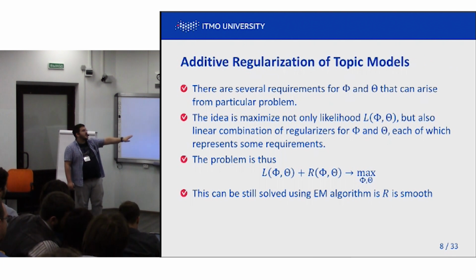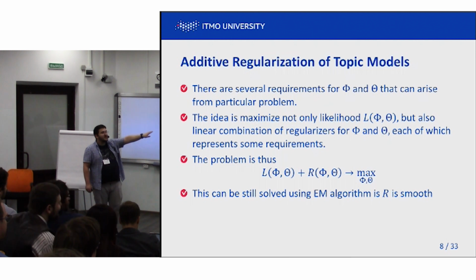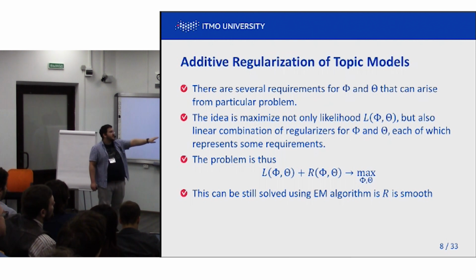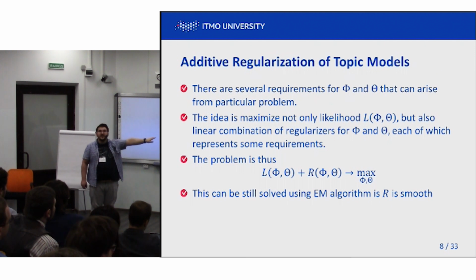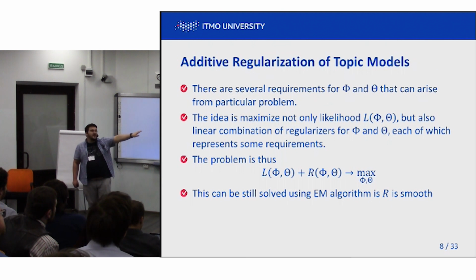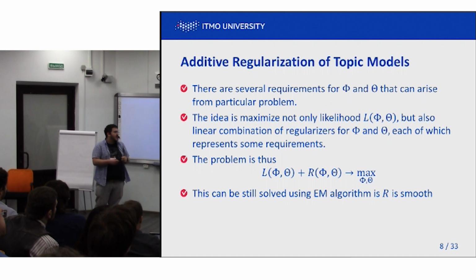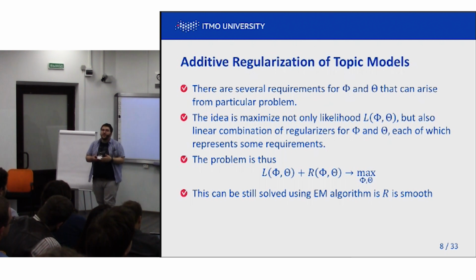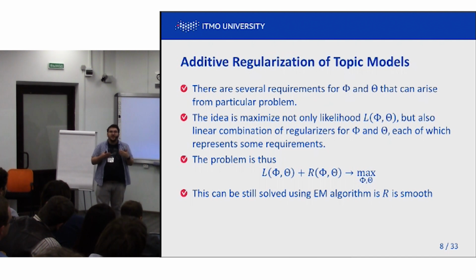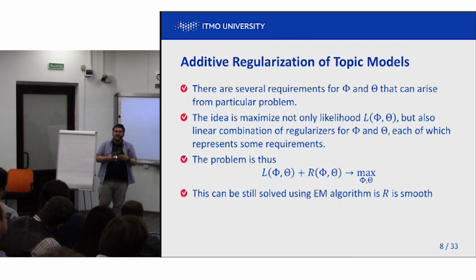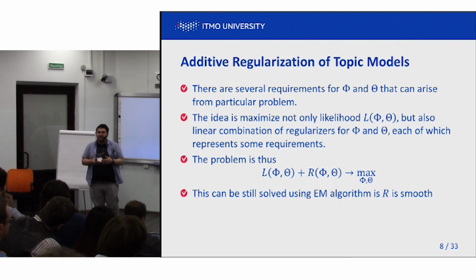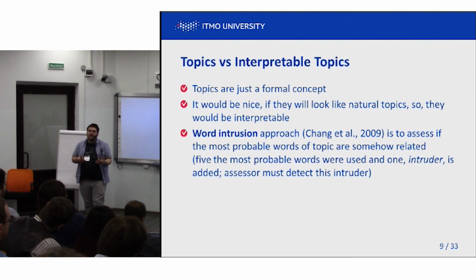So instead of only optimizing the likelihood of observing phi and theta, we also add a linear sum of regularizers, R, and then we solve this problem, maximizing likelihood and regularization for both parameters. Nicely, it can still be solved with the expectation maximization algorithm, which is applied for previous models quite smoothly. The only problem is that these regularizers should be smooth. They should have a derivative, but typically it's not a problem. So this is a general framework suggested by Konstantin Vorontsov, which is widely used these days for topic modeling.